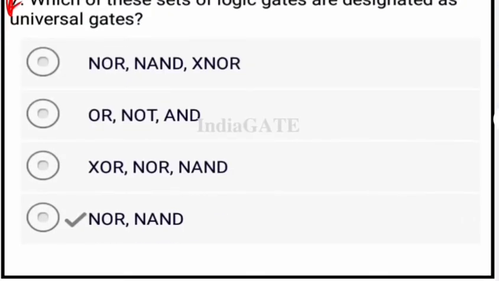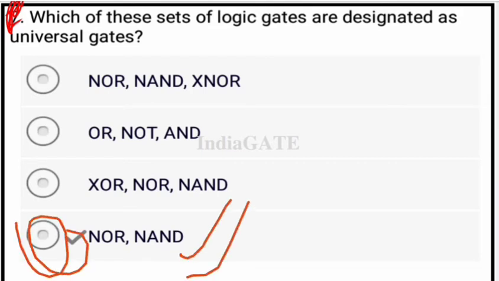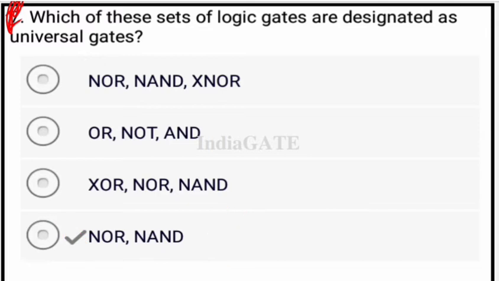Which of the following set of the logic gates are designed to universal gate? So it is already I told you about and discussed this type of question. So universal gate is your NOR and NAND gate. So correct option is your fourth option.